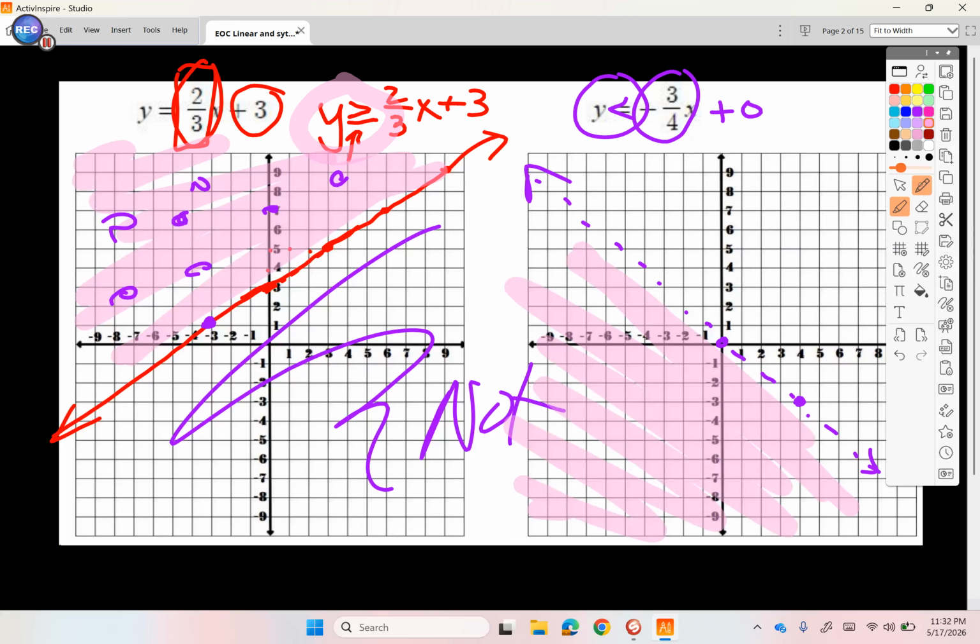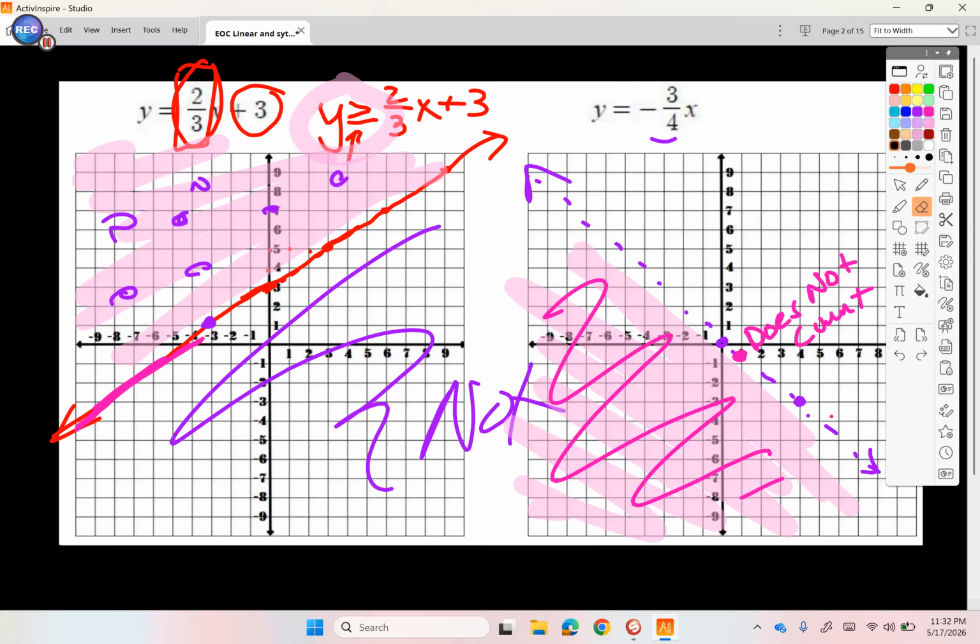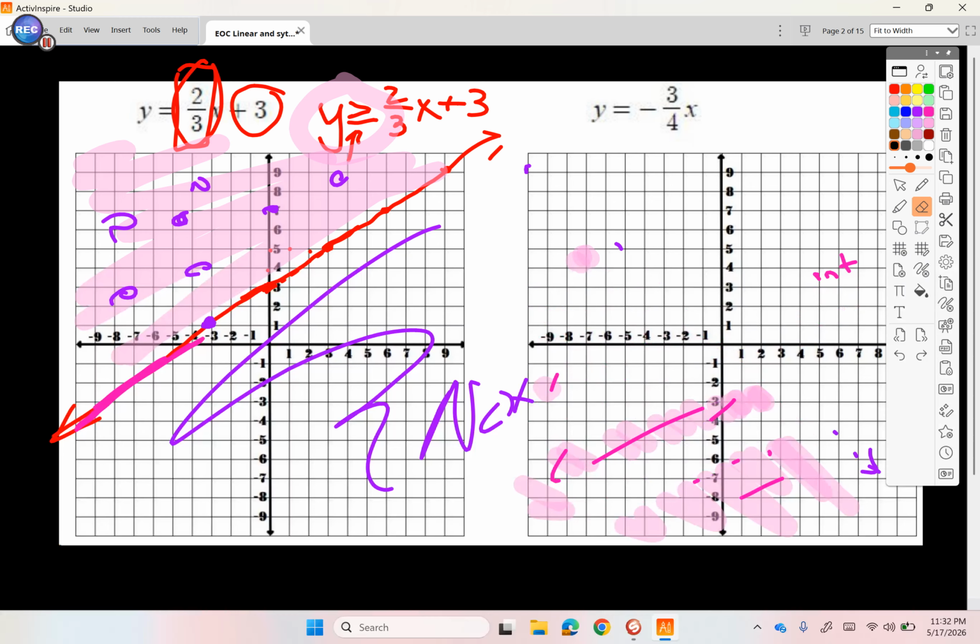Now in this case, if a dot or a point lands right on the line, it does not count. That's why we dash it, to know that if it's right on the line, it's not part of the solution set. It has to be in the shaded region. And a solid line is still in the shaded region. A dashed line is not.